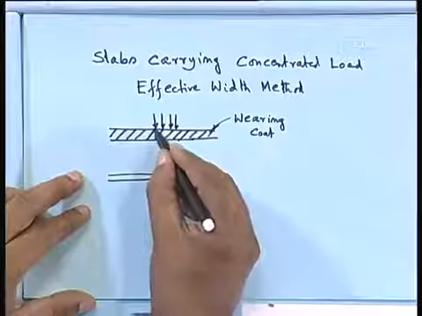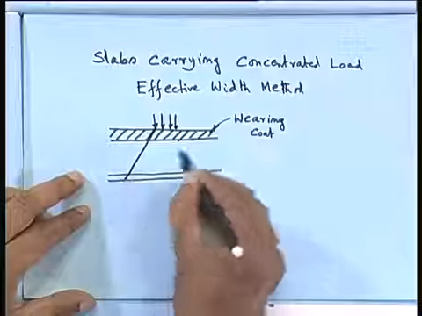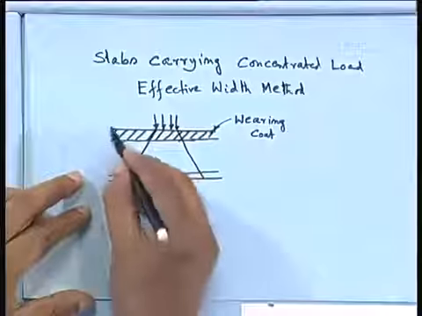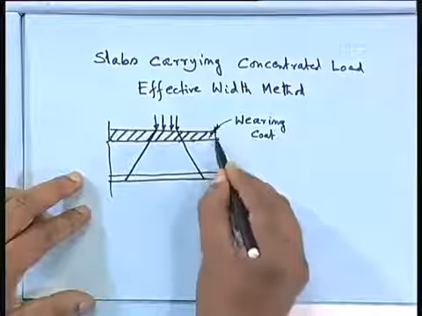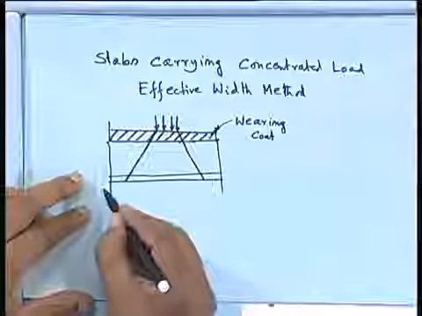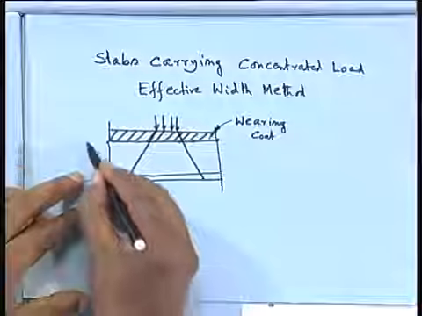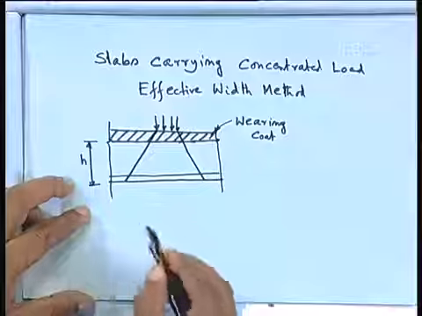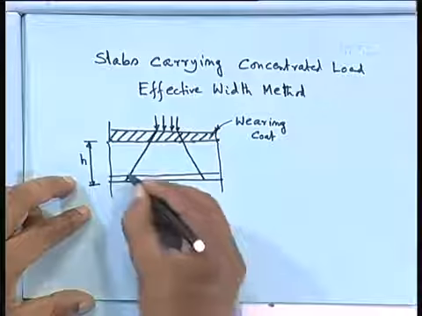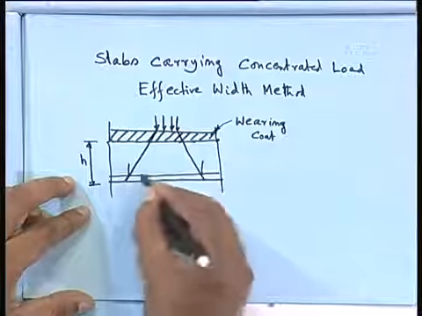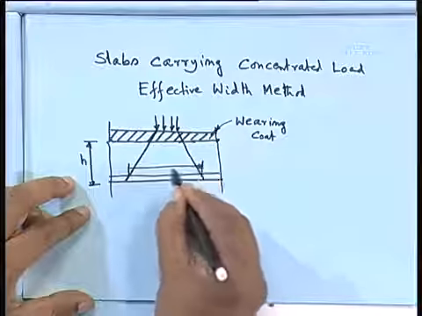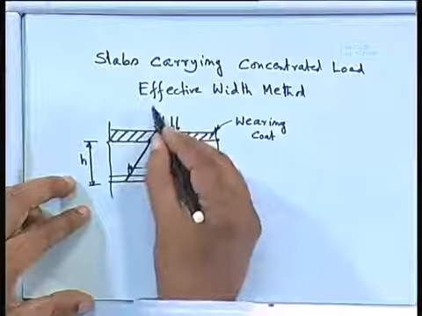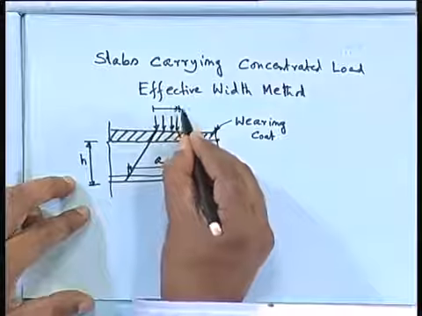We take a 45-degree dispersion, okay. If we take this as, say, H, we have to find out what should be this length A, and let us take this one as your x1.